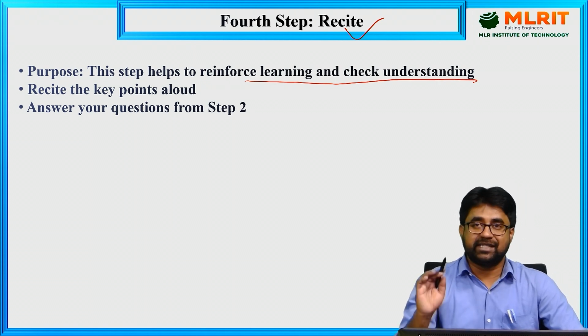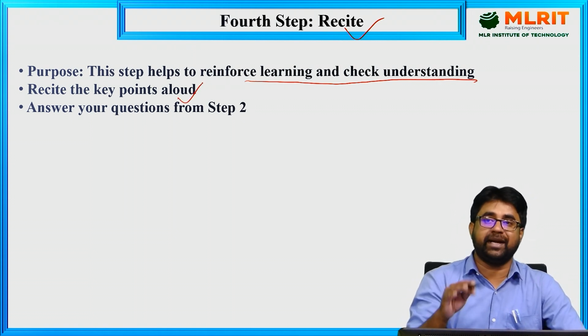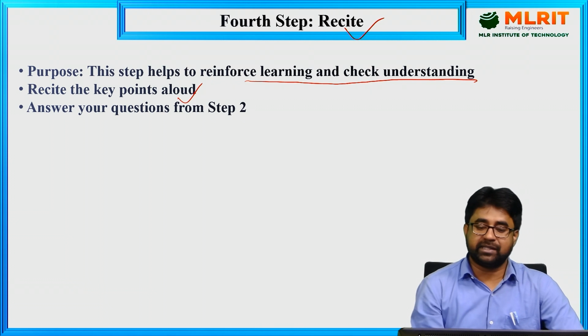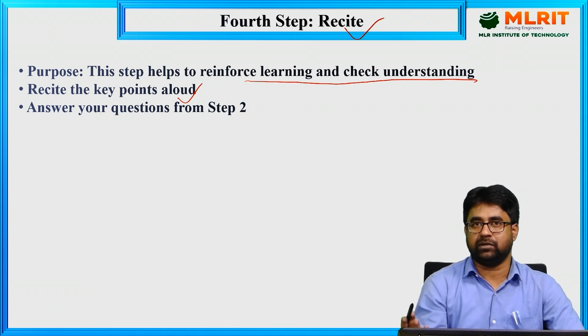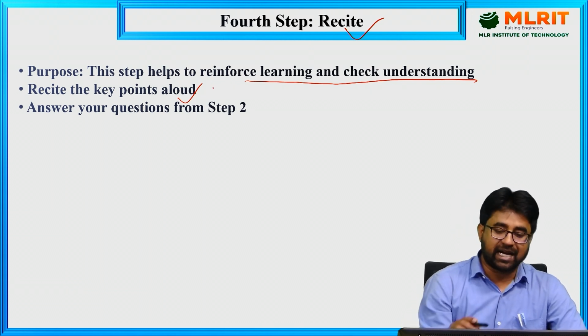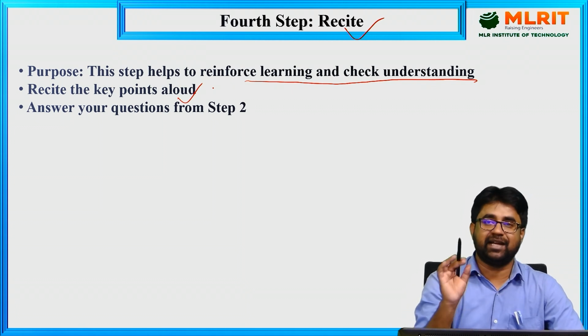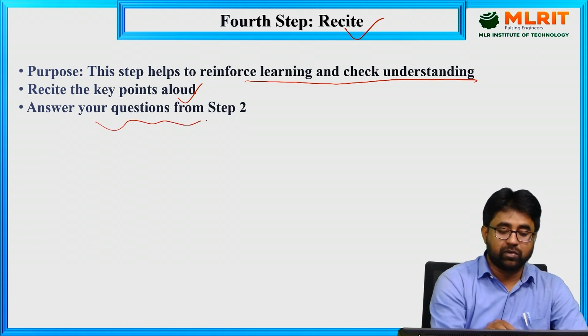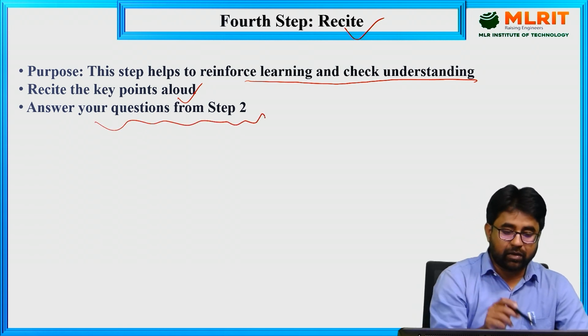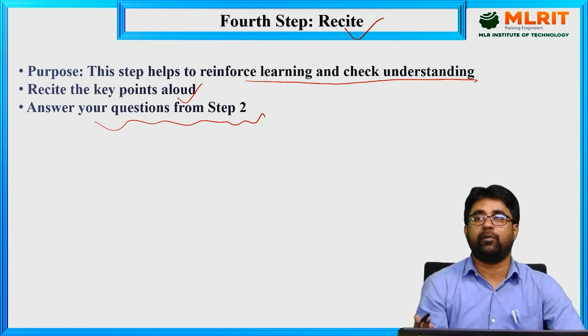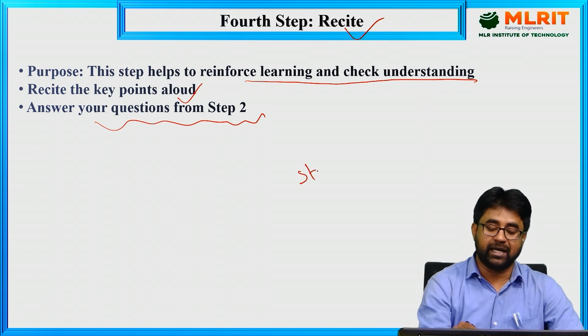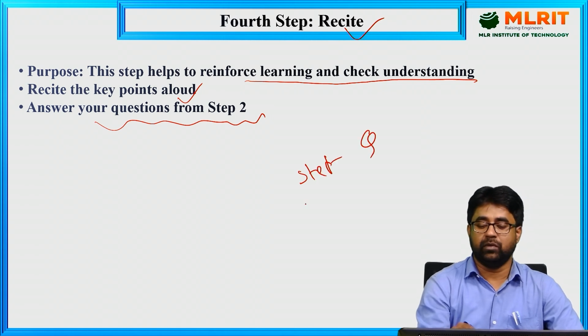Now, recite the key points aloud. It's about reading loudly. The previous step, reading, you can do silently also, right, in your mind. But this recite step, you have to read loudly, and even if you don't read each and every word, each and every sentence, just recite the key points aloud. Answer your questions from step 2. Here also try to answer those questions that you have already framed in step 2, that is question Q stage.